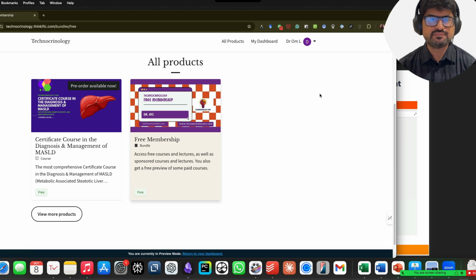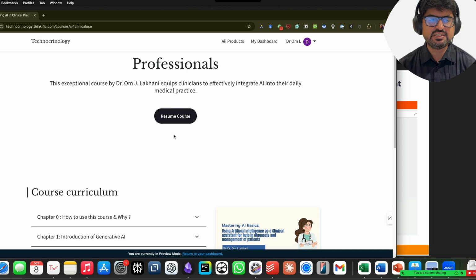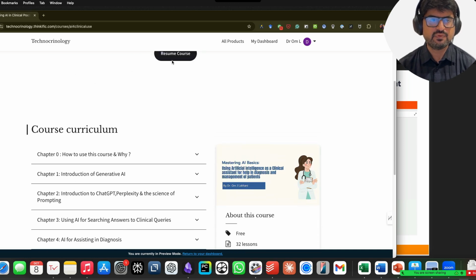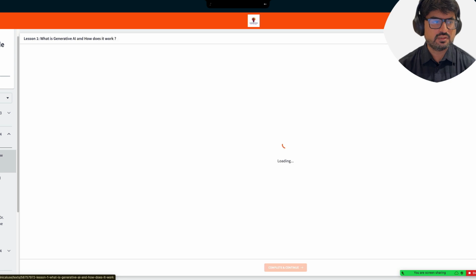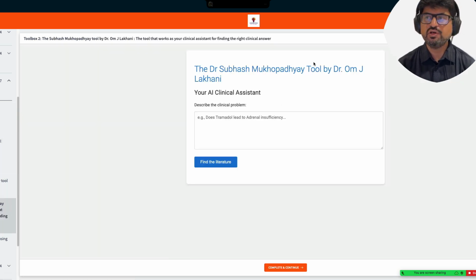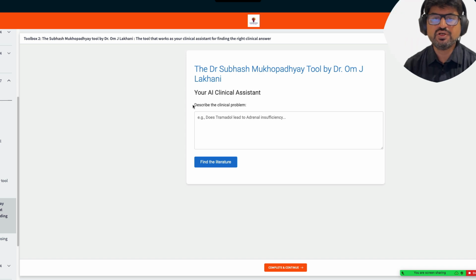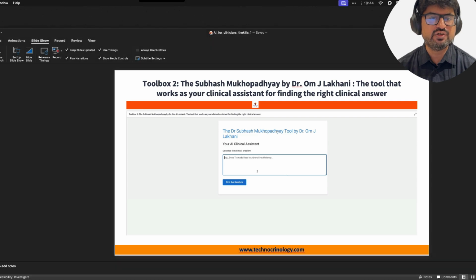This is the tool that we are going to use, Mastering AI Basics. Here we are at chapter 3, and here you will find the Subhash Mukhopadhyay tool. So this is the tool which we use. Here you can ask the question, click on find literature, and it will search for the relevant literature and start giving you literature with citations.